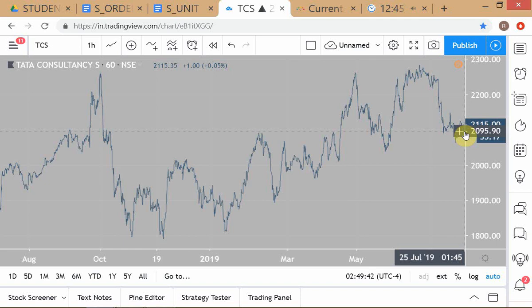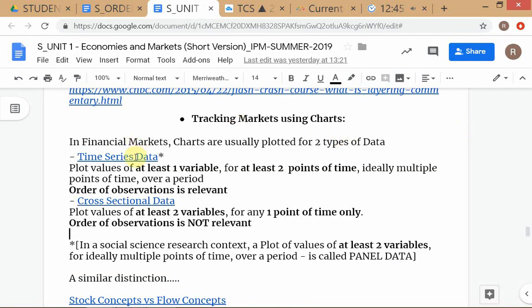So the order of observations is relevant in the sense that you have to maintain the correct order. Otherwise you're not giving the right picture of the data. We are using this expression, order of observations is relevant, to distinguish between time series data and cross-sectional data, because in cross-sectional data, order of observations is not relevant, and in time series it is. Is everyone clear about what I mean by relevant? In a time series data plot, you can't just jumble up the order of observations, because that will change the meaning of the chart. Right now this is the truth.